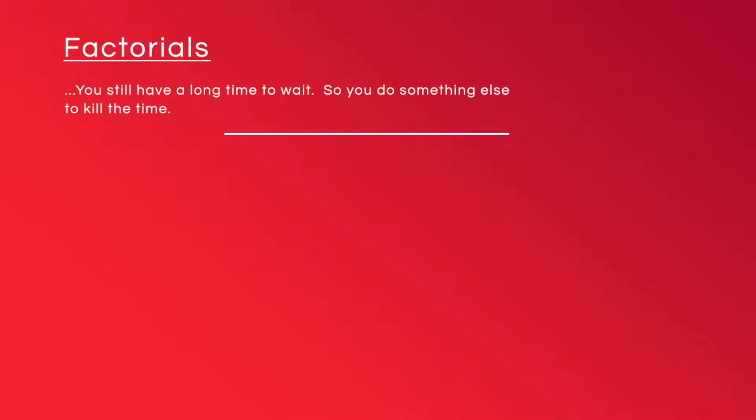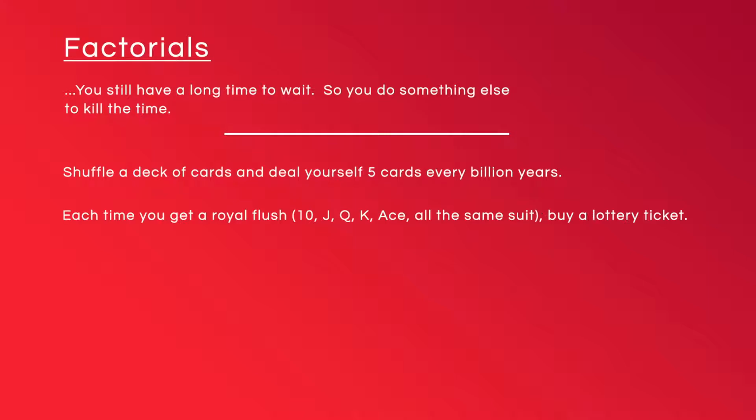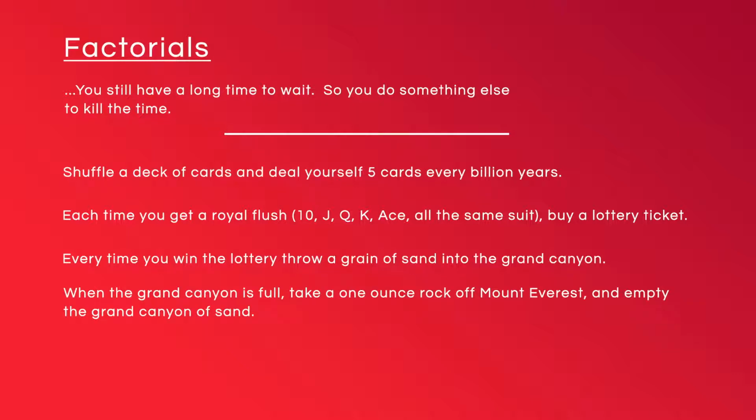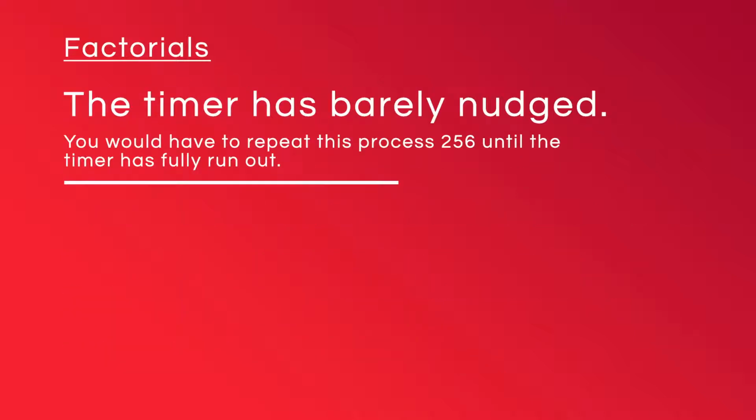You're tired of walking around the planet and tired of laying down sheets of paper, so you do something else to kill the time. You shuffle a deck of cards and deal yourself 5 cards every billion years. Each time you get a royal flush, you buy a lottery ticket. A royal flush is just a 10, jack, queen, king, ace, all of the same suit. So all spades, all hearts, whatever, it doesn't matter. Every time you win the lottery, throw a grain of sand into the Grand Canyon. When the Grand Canyon is full, take a 1-ounce rock off Mount Everest and empty the Grand Canyon of sand. Then, when Mount Everest is leveled, check the timer. You'll see that it's barely nudged. You would have to repeat this process 256 times until the timer has fully run out.